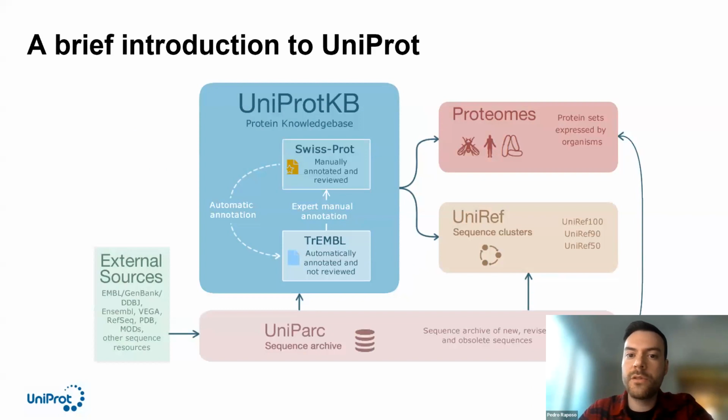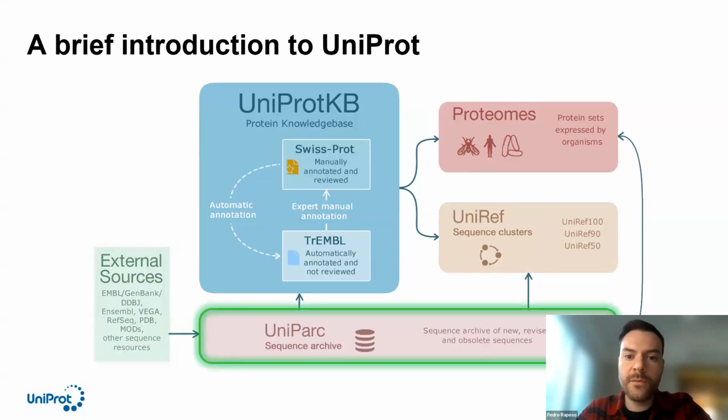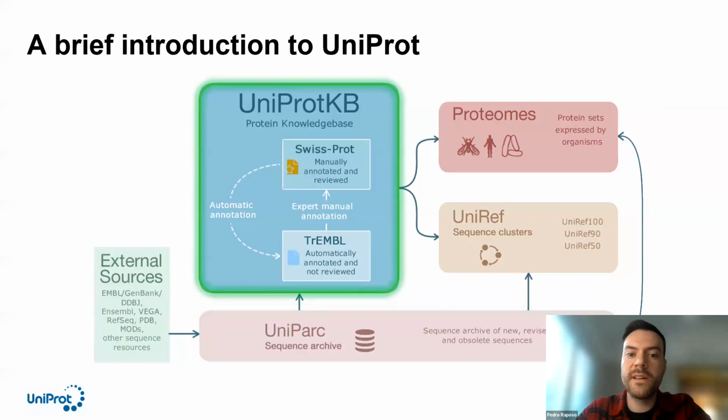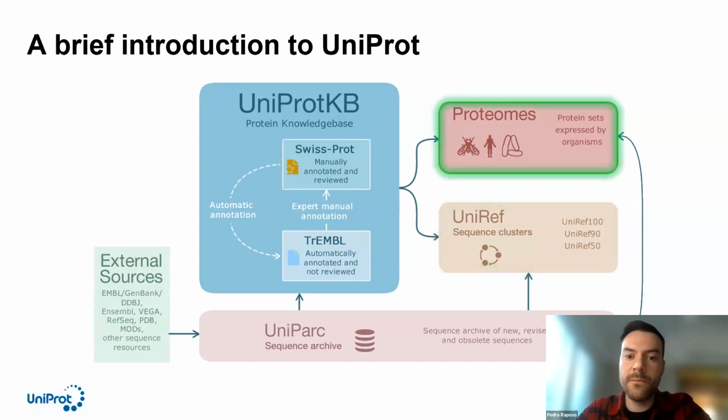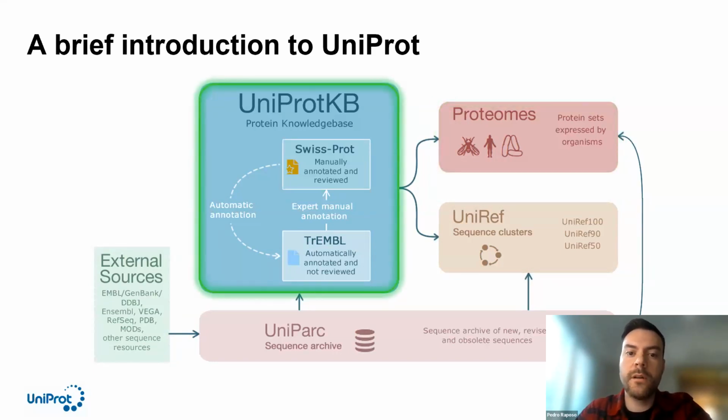So just as a brief introduction on the different UniProt resources, we start by importing information from external genomic sources, such as ENA and GenBank, for example. And then the information provided goes into UniParc, our archive resource for protein sequences. And then we transform those sequences into protein accessions in the UniProt knowledge base, or simply UniProtKB. We provide datasets for clustered proteins based on sequence similarity in UniRef. And finally, we group proteins by their genome assemblies, creating proteomes. But today we are going to focus on the UniProtKB.